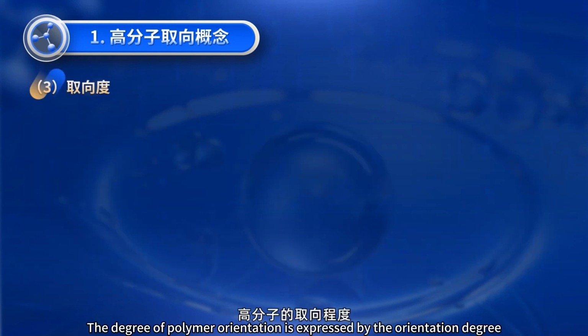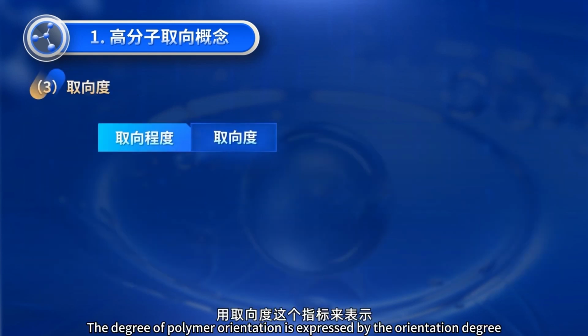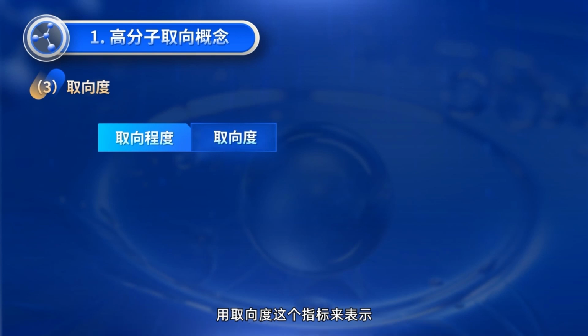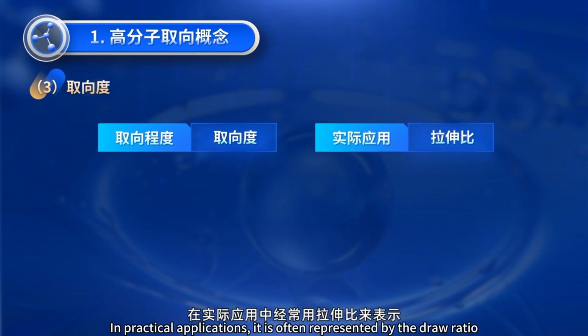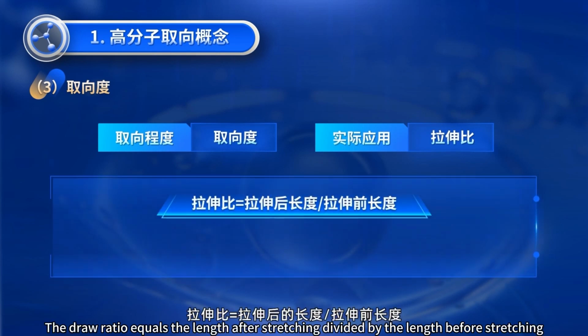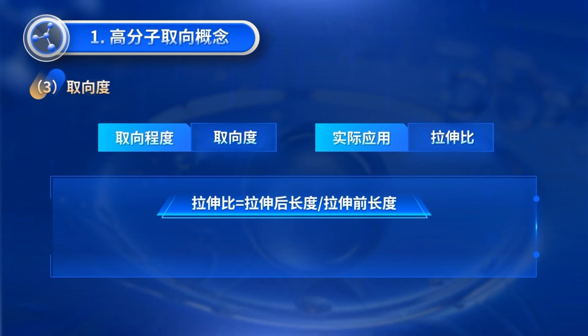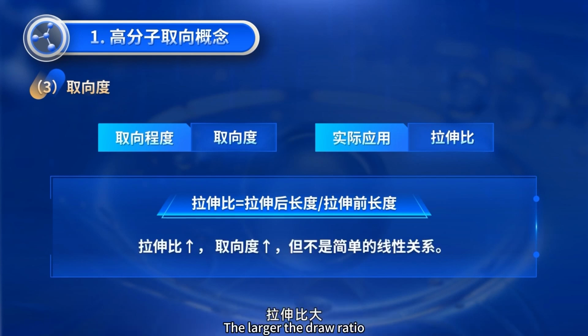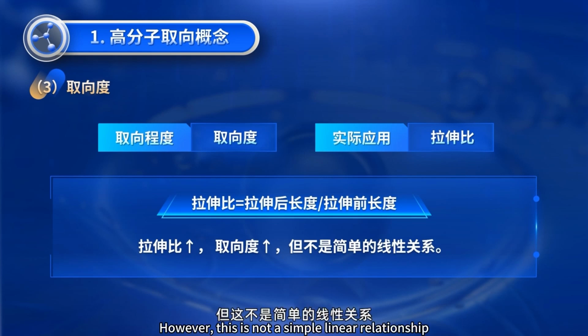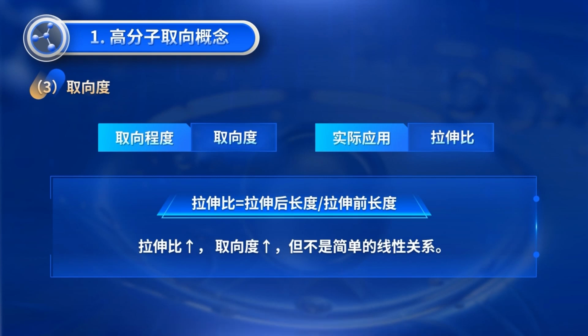The degree of polymer orientation is expressed by the orientation degree. In practical applications, it is often represented by the draw ratio. The draw ratio equals the length after stretching divided by the length before stretching. The larger the draw ratio, the higher the degree of orientation. However, this is not a simple linear relationship.